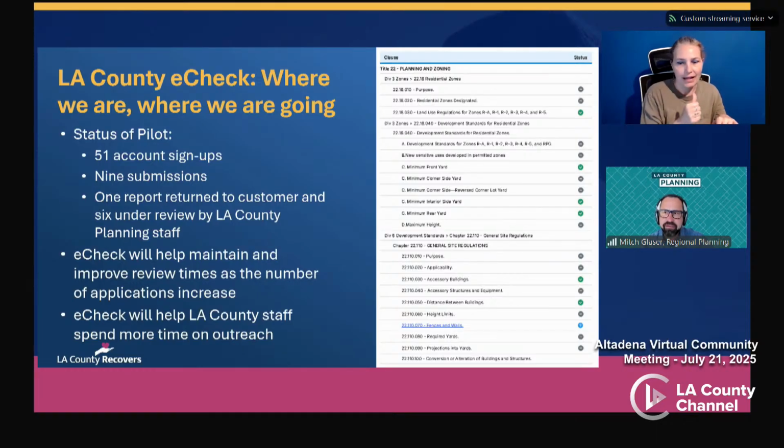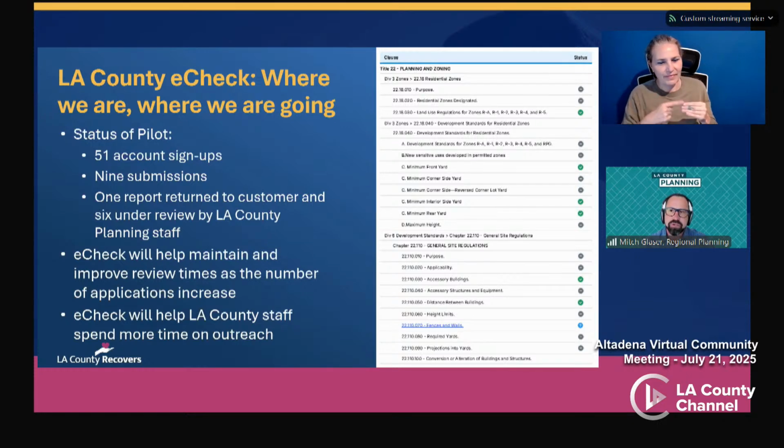So already we've had 51 account signups and 9 submissions, which is great. We've already been able to return 1 report to the customer after planning reviewed it, and 6 additional ones are currently being reviewed by our staff. So eCheck's going to be crucial to maintain and improve our review times as the number of applications increase, which the supervisor mentioned. And one of the things we're excited about is that it will also help our staff spend more time on things that we think are more meaningful to the fire survivors.